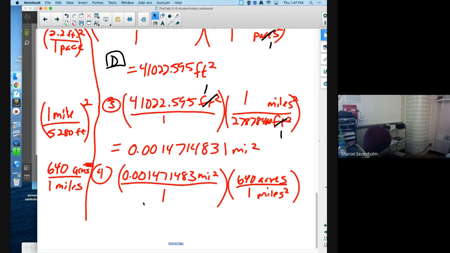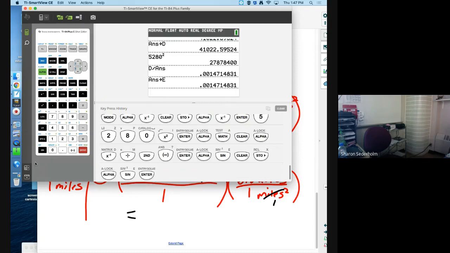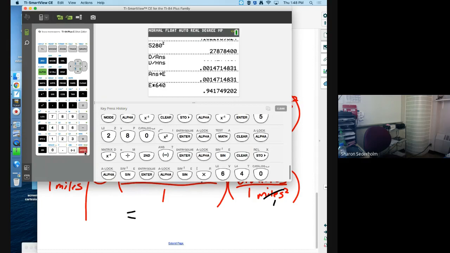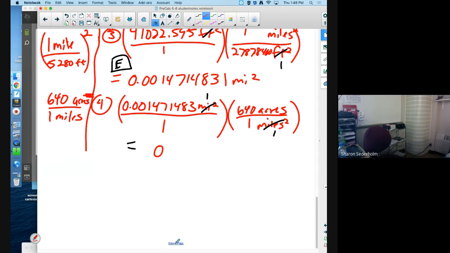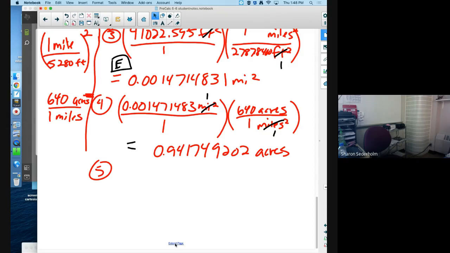Because acres are already in square units. But we do have to take that answer from before, which was E, and multiply that by our 640. And there is the acreage. So then we get to number 5.